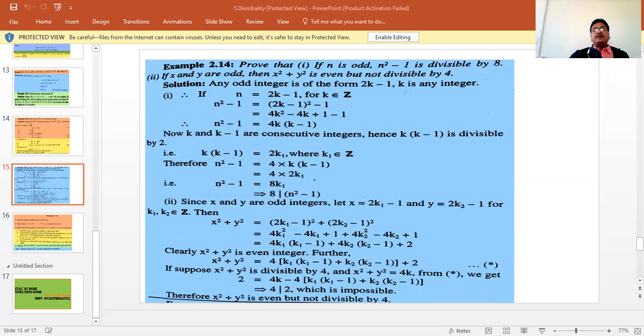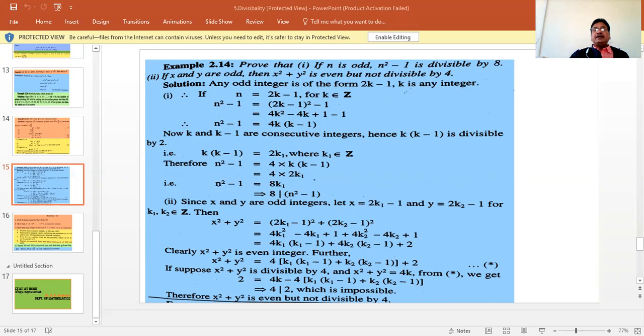Take 4k as common. Then what do we have? We have in the bracket k minus 1. And what about this k and k minus 1? k is an integer and k minus 1 is its successive integer. These are consecutive integers or successive integers. Suppose k is 4, then k minus 1 is 3. Suppose k is 5, then k minus 1 is 4. That is 4 and 5, or 3 and 4. These are successive integers or consecutive integers.